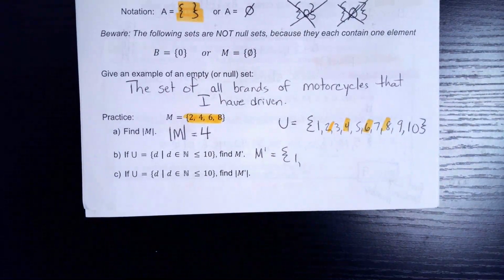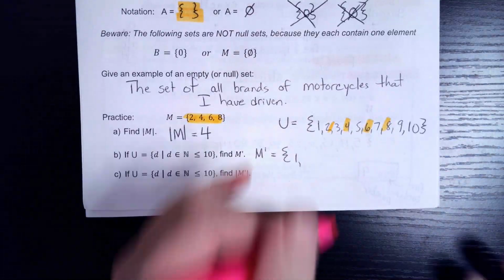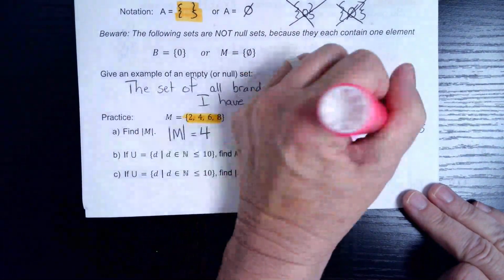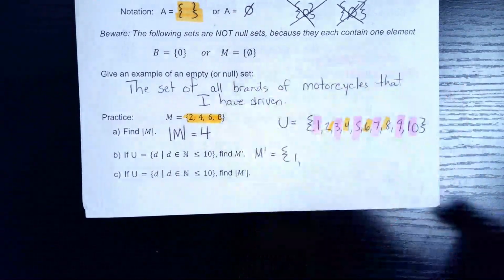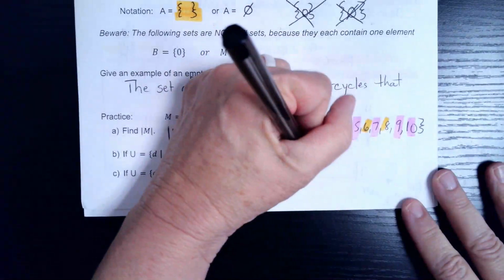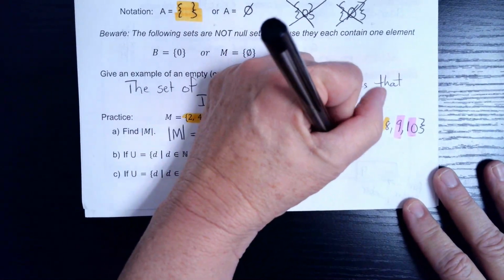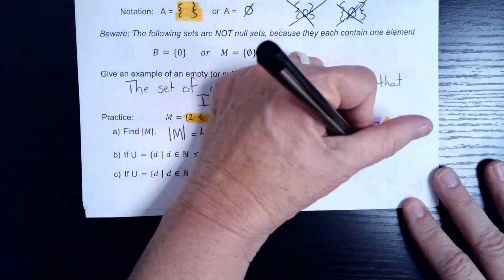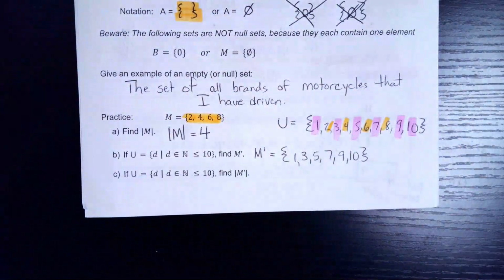So what would be the complement? 1, 3, 5, 7. The 1, the 3, the 5, the 7, the 9, and the 10, wouldn't it? Okay, so the 1, the 3, the 5, the 7, the 9, and the 10. So does that help you have a clearer understanding of what a complement is?